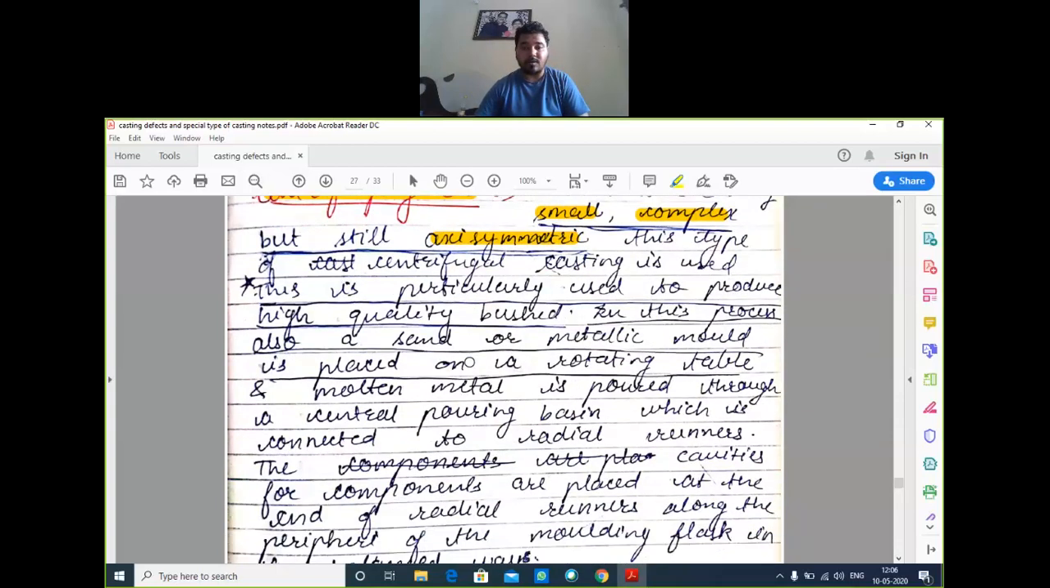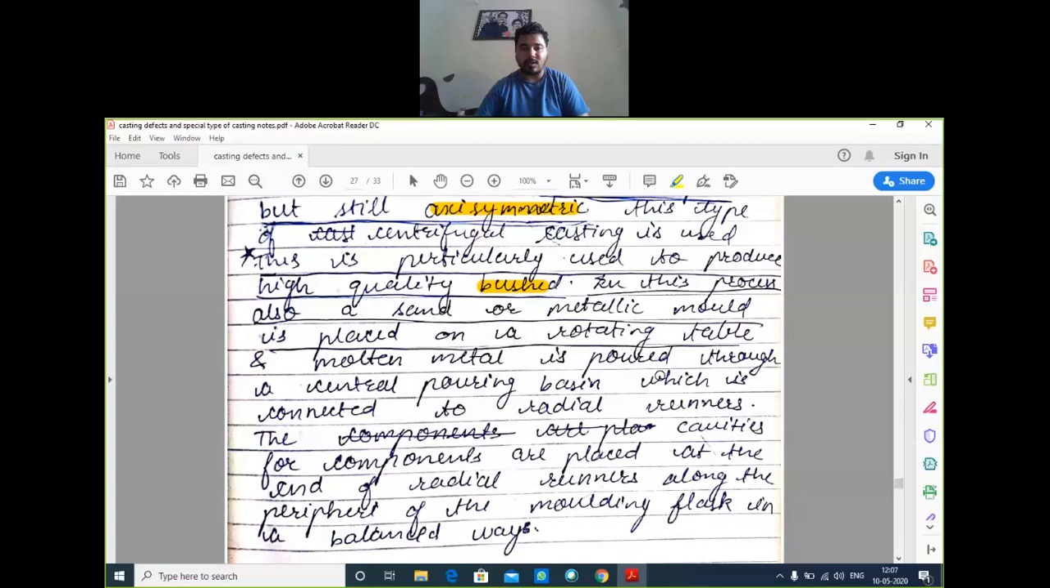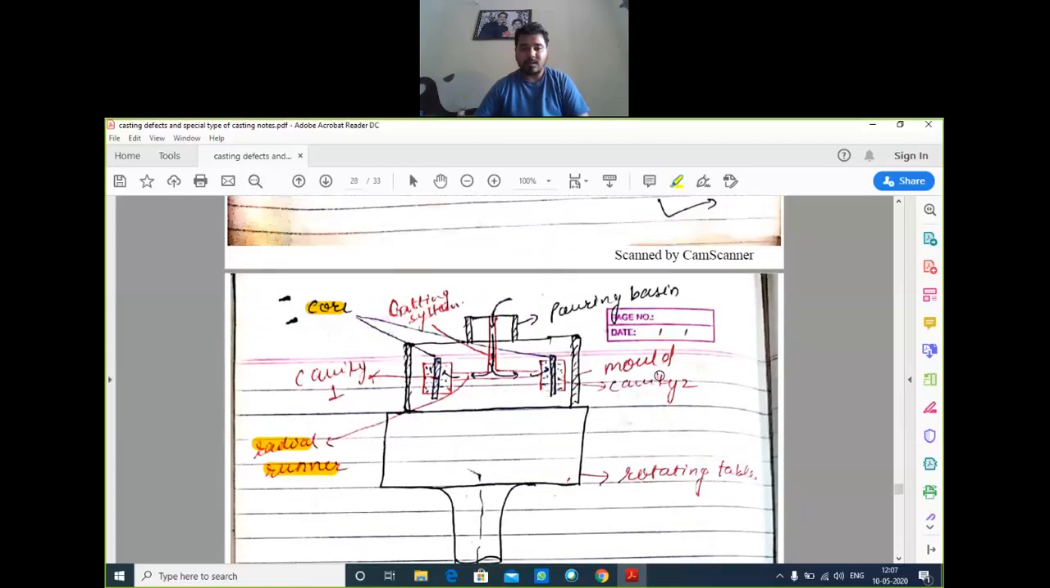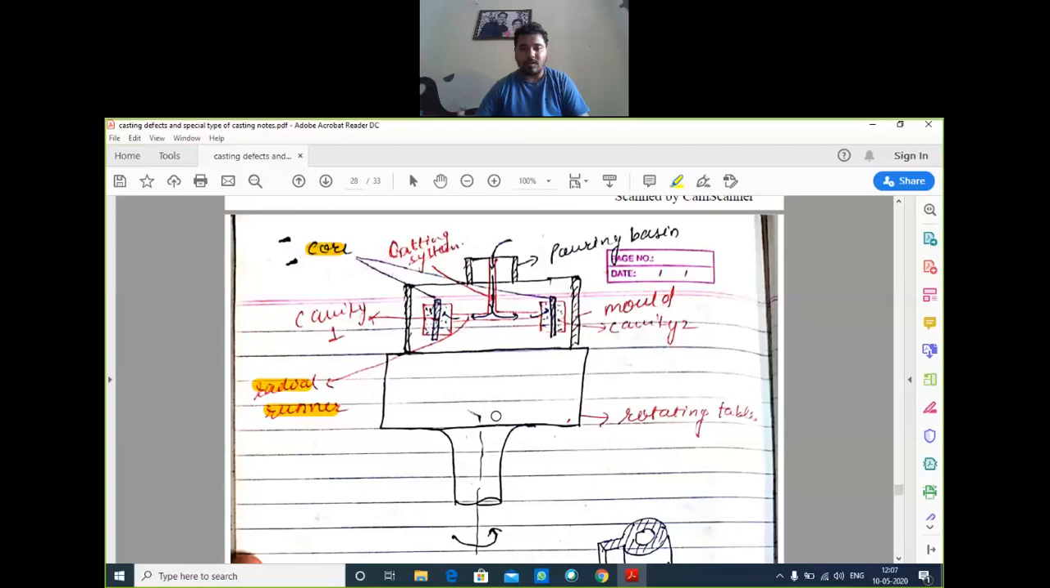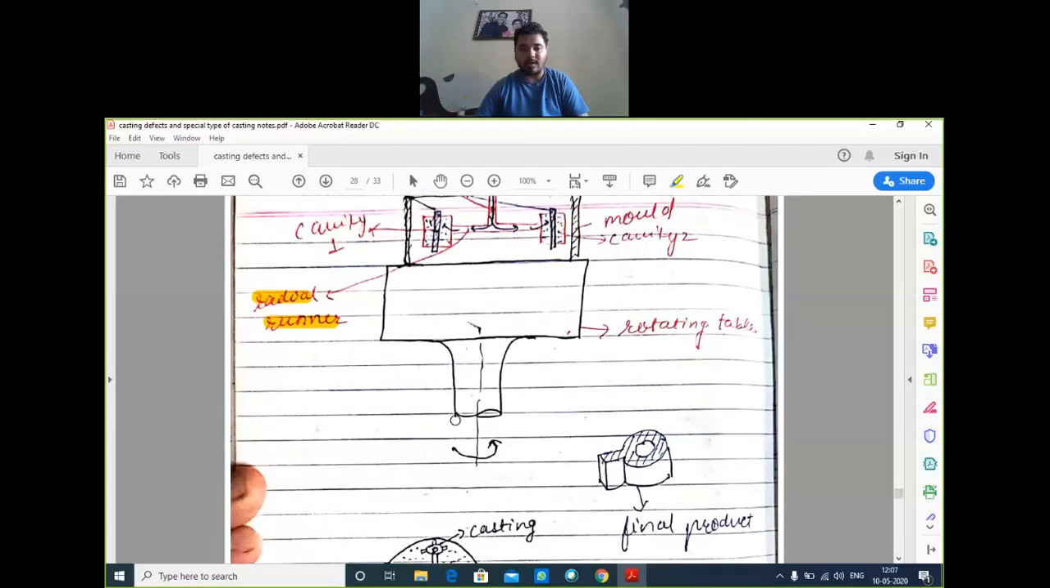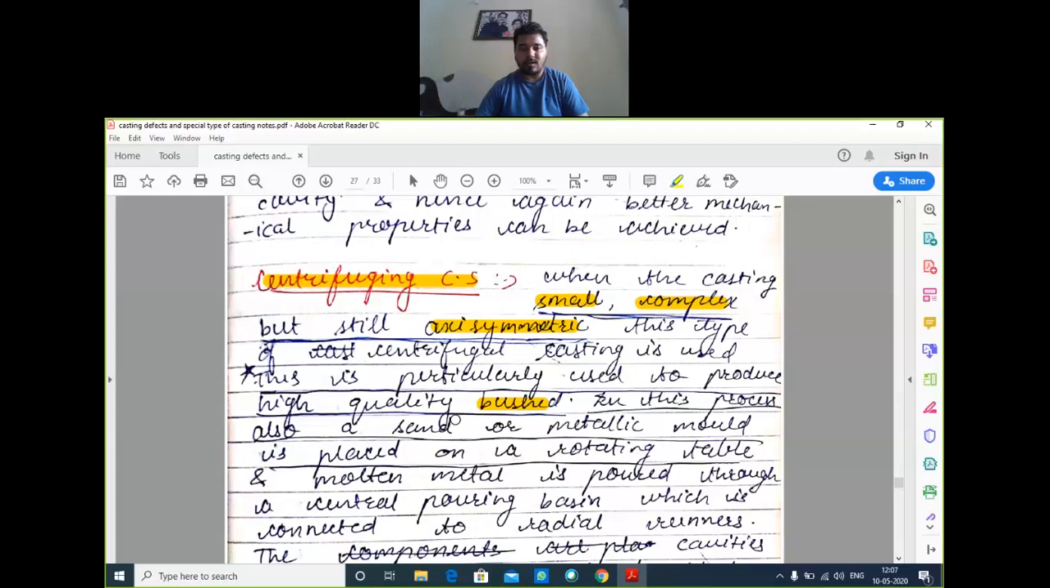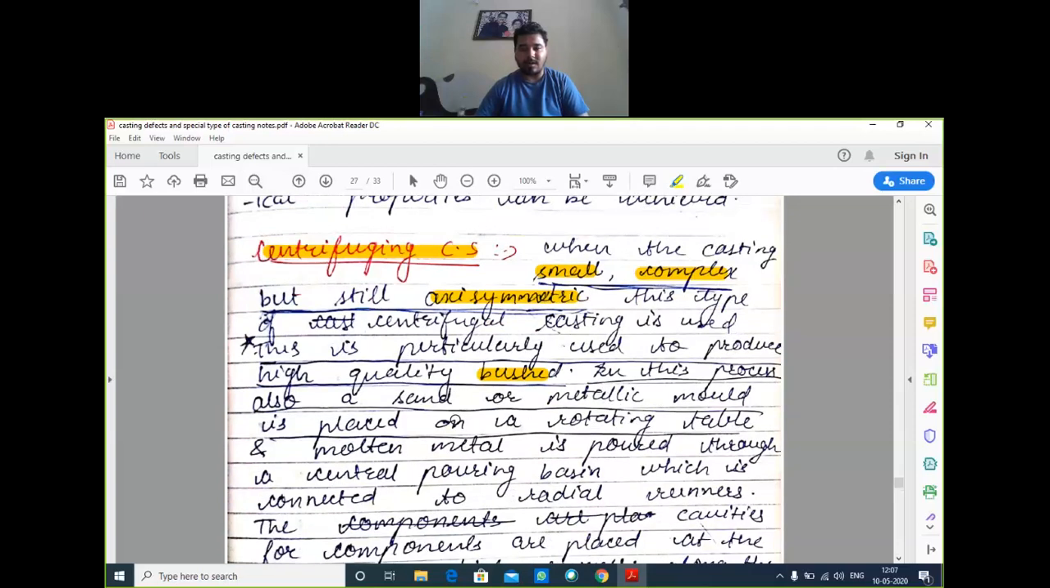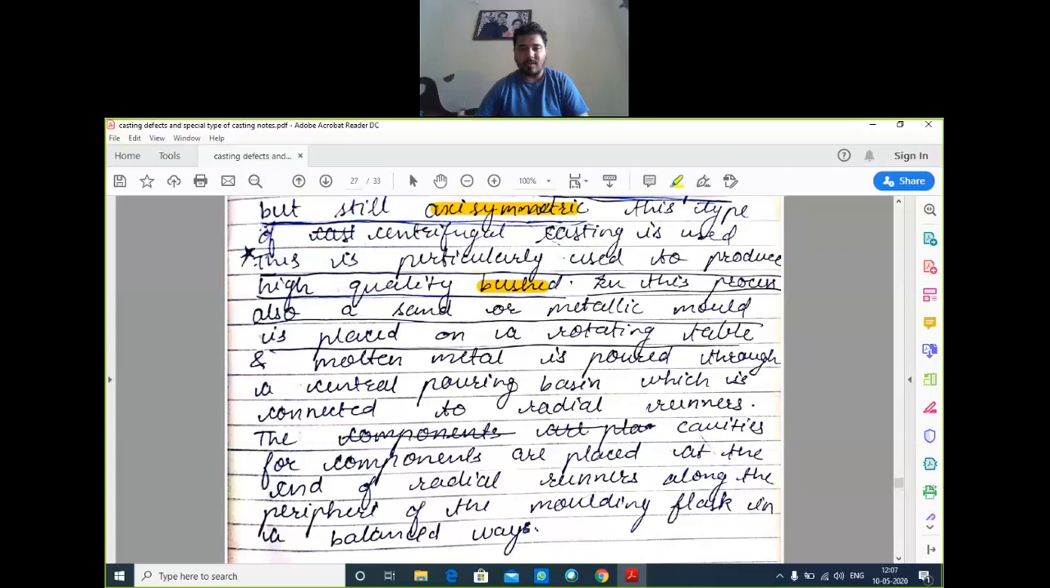This is particularly used to produce high quality bushes. This centrifuging casting is used for making the bushes. In this process also, a sand or metallic mold is placed on the rotating table. Here in this process, we use the sand particles for making the mold, as we don't use the sand in the true centrifugal casting, but in centrifuging casting we have to use sand for making the mold.